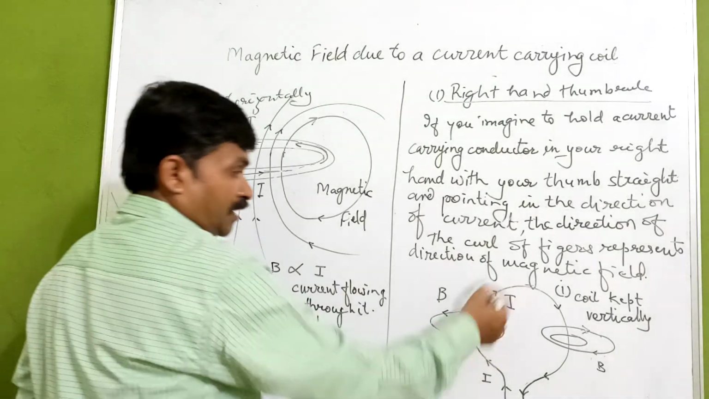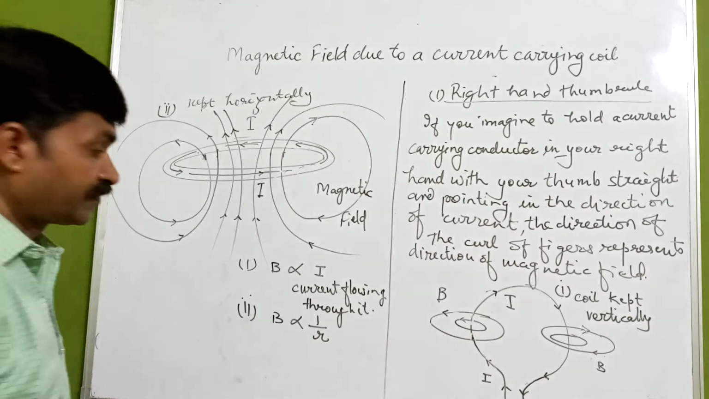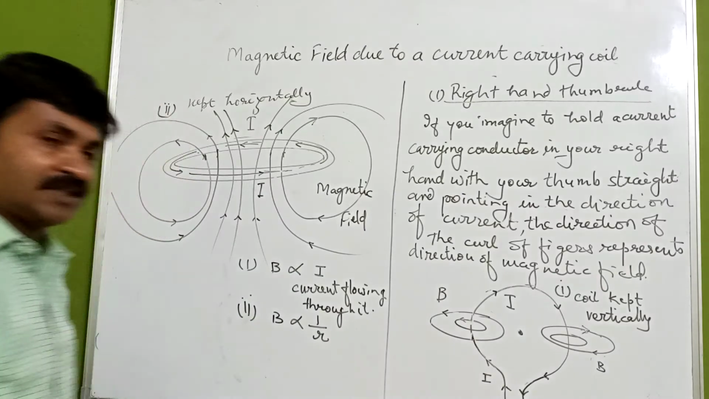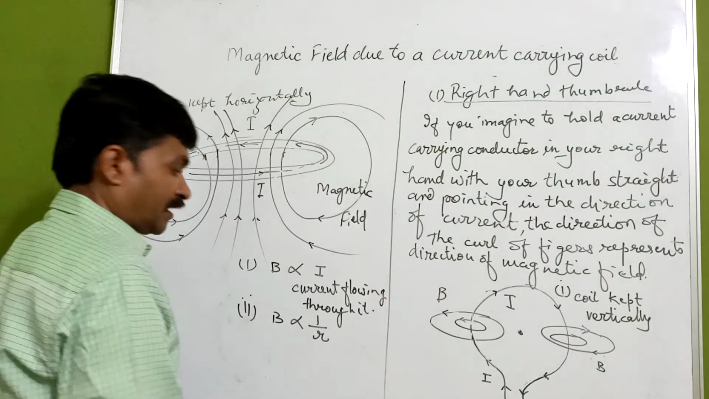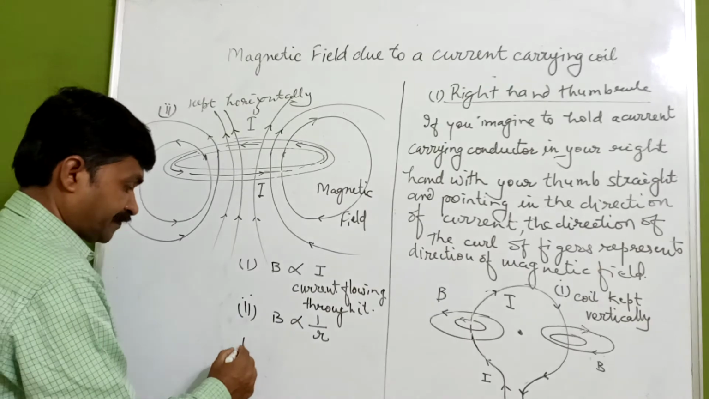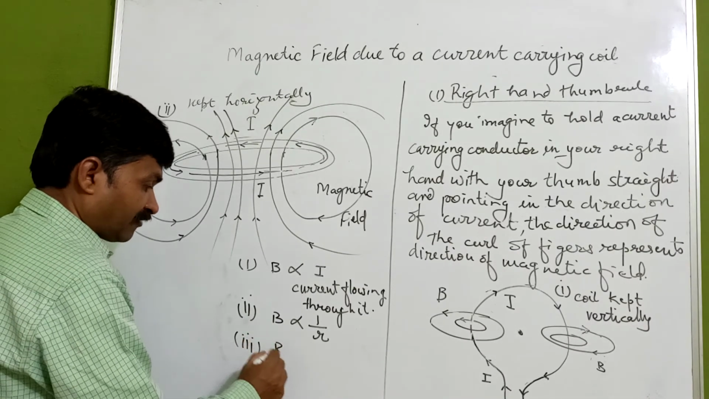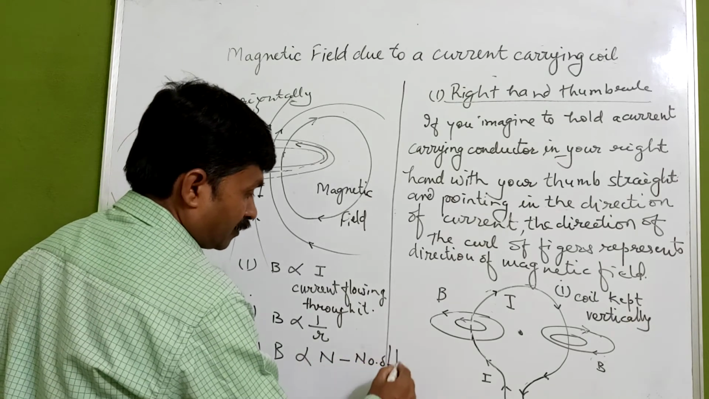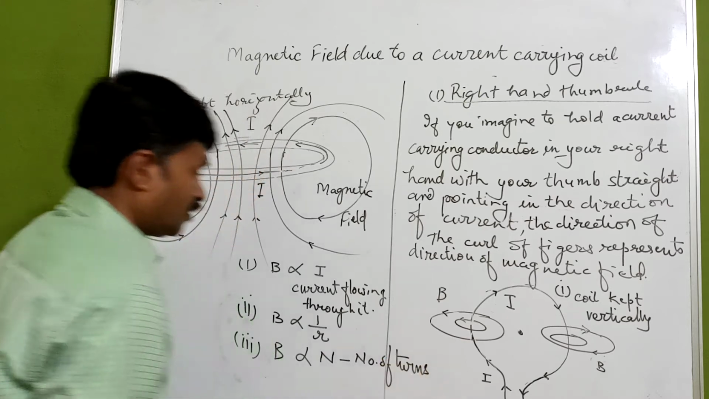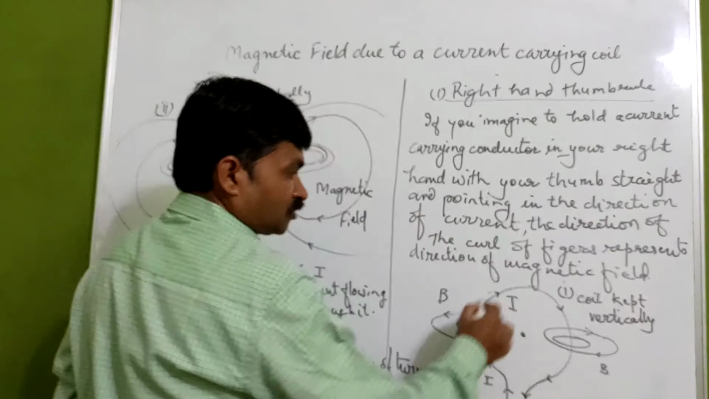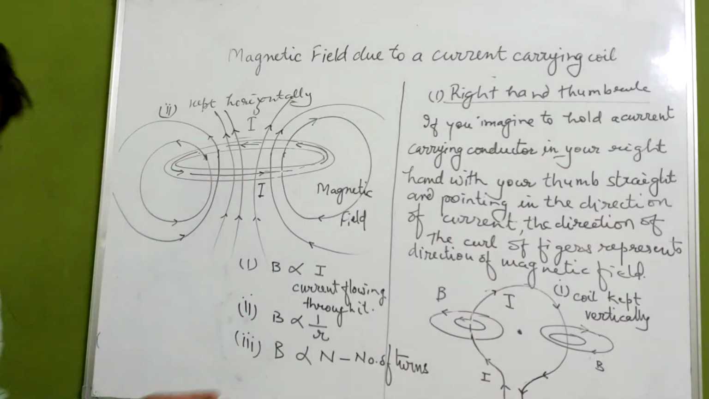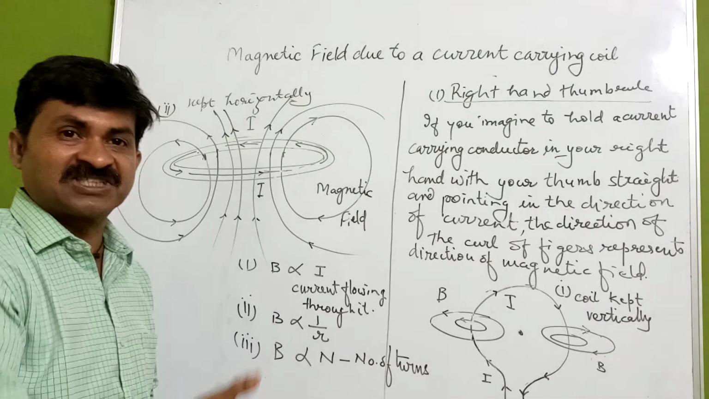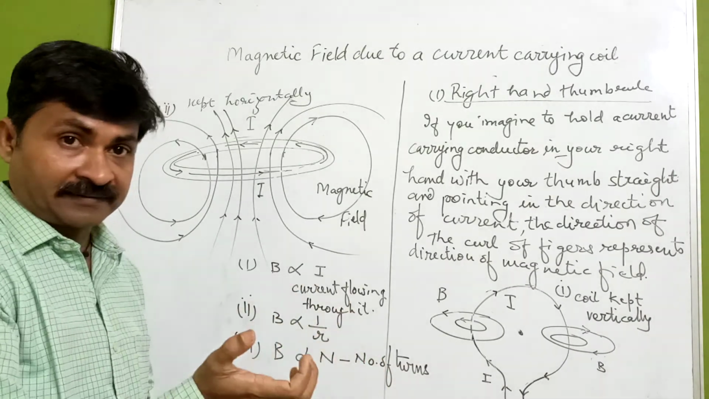Here r is the radius of the coil, the distance. At the center there will be more magnetic field. As you move away, you will get less. Third, the magnetic field is directly proportional to n, the number of turns. Here we have assumed only one turn. If there are n turns, the magnetic field will increase. It will become a very heavy magnet.